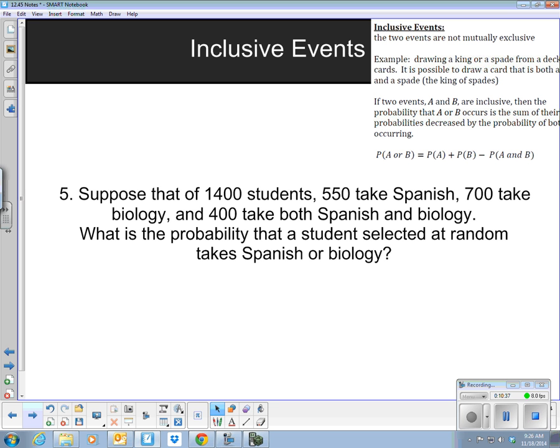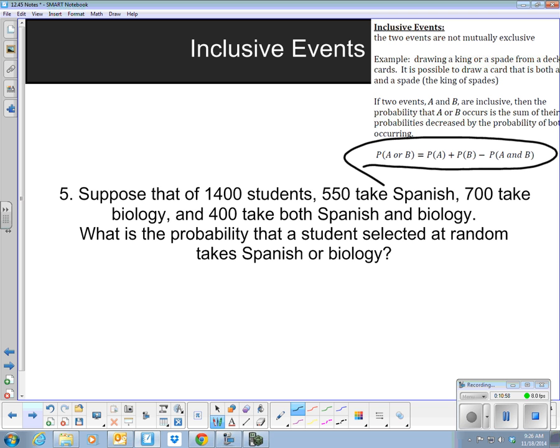Suppose, so inclusive, you can be part of both categories here. So inclusive means you can be both. So suppose you have 1,400 students, 550 take Spanish, 700 take bio, 400 take Spanish and bio. What's the probability that a student selected at random takes Spanish or biology? So mathematically, here's what we're looking at.